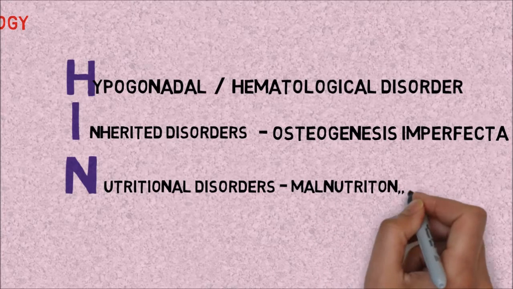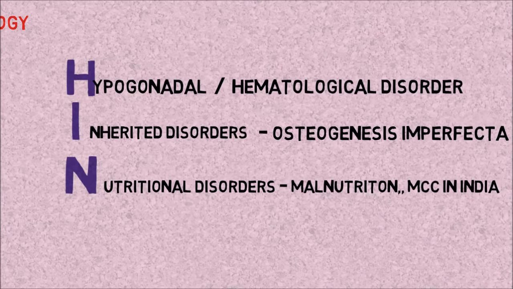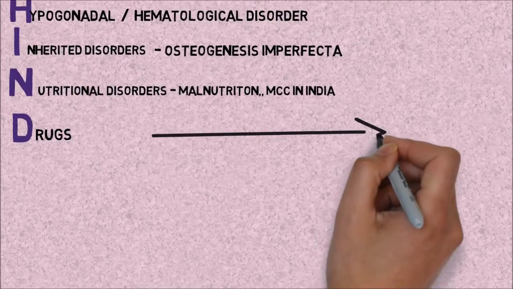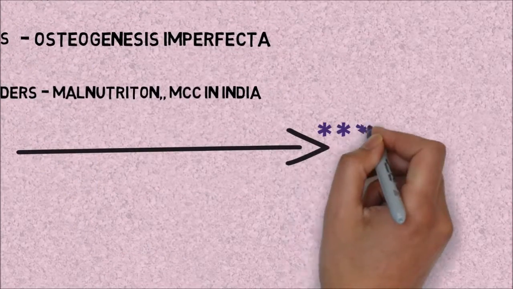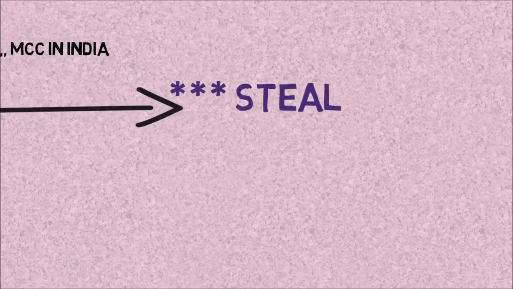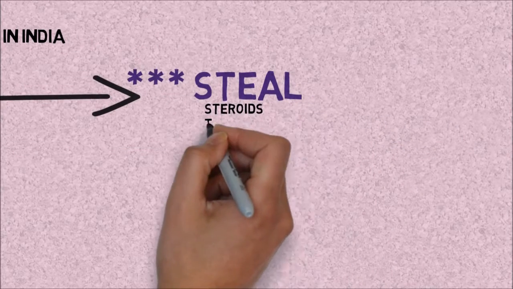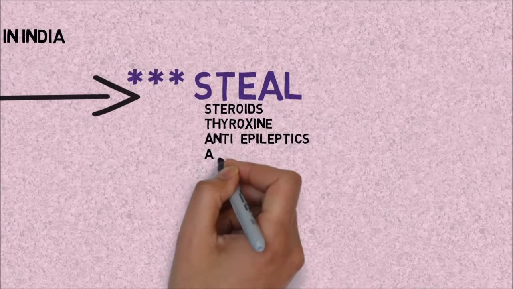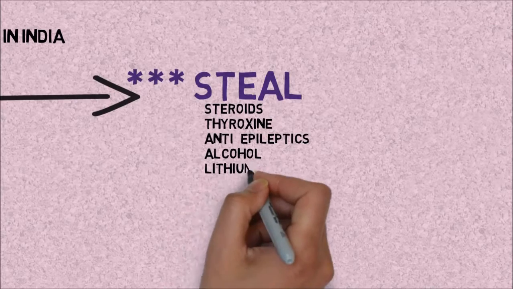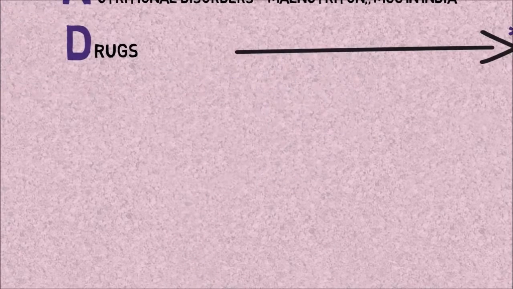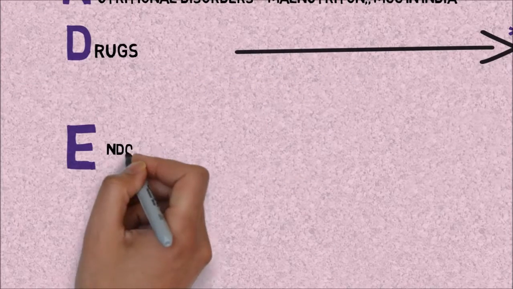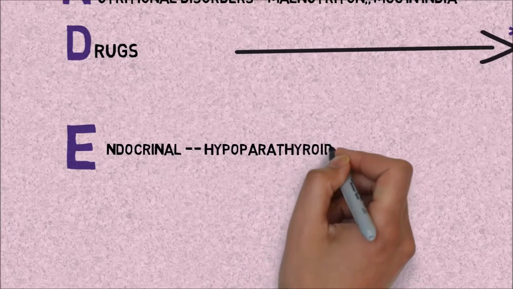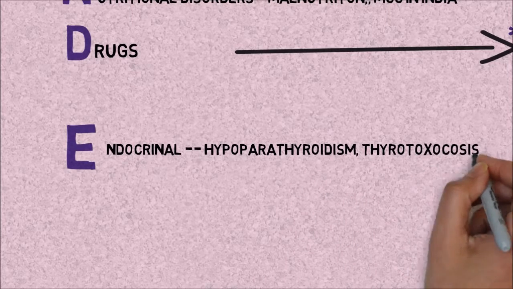Now there are many drugs which cause osteoporosis. Now STEAL is the mnemonic for the drugs causing osteoporosis. S for steroids, T for thyroxine, E for anti-epileptics, A for alcohol, L for lithium, and H for heparin. The fifth one is endocrinal, that is hypoparathyroidism, thyrotoxicosis, and Cushing's syndrome.